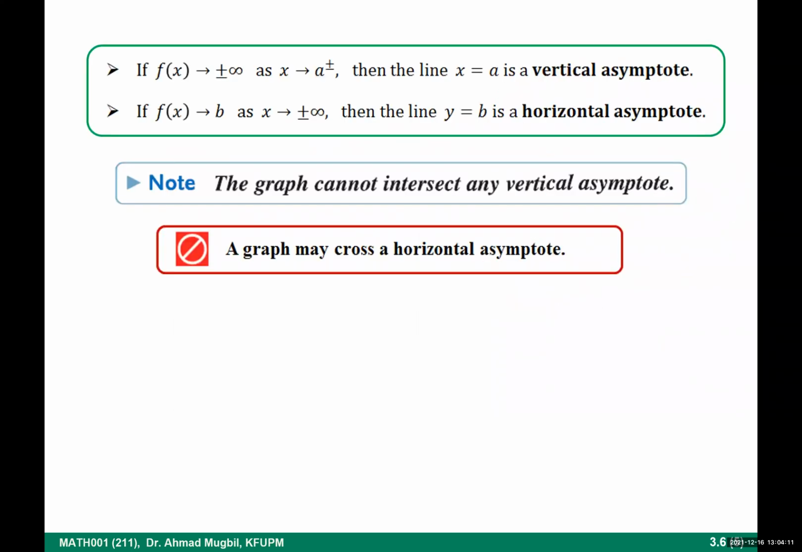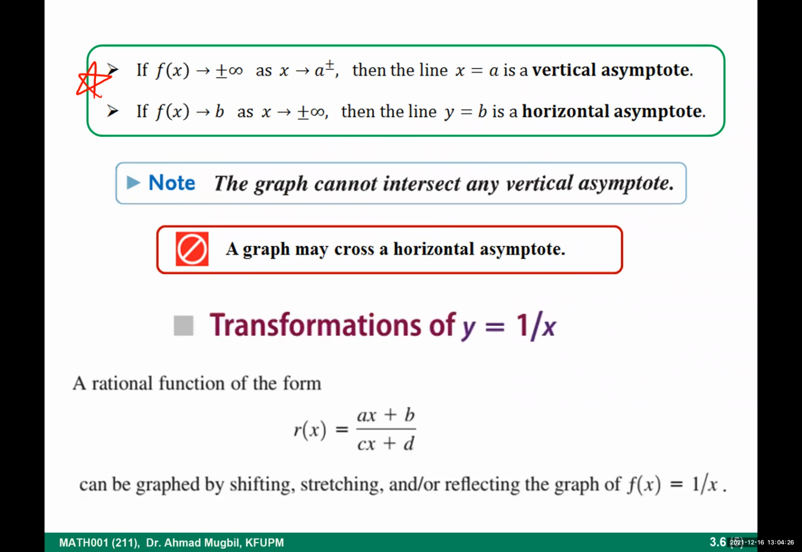Okay, I rewrite this here in another way, but it is the same idea. We mentioned yesterday that the graph cannot intersect any vertical asymptote, but for the horizontal, they may intersect each other. Any rational function of this type, linear over linear, can be obtained by transformations of the function 1 over x, just by shifting, stretching, and reflecting.